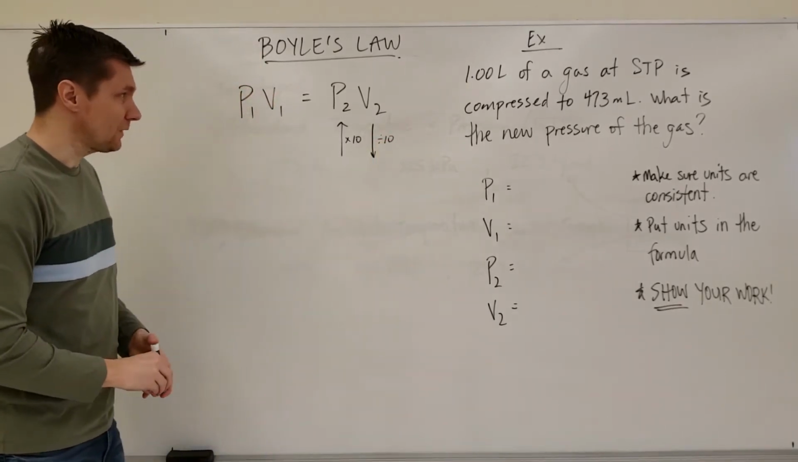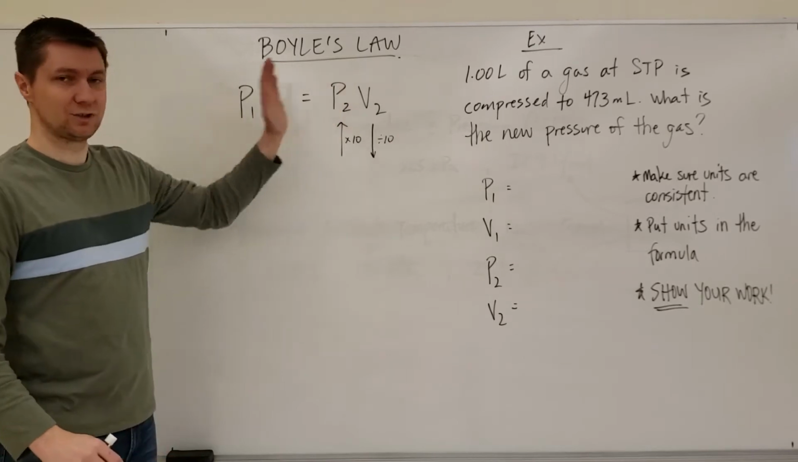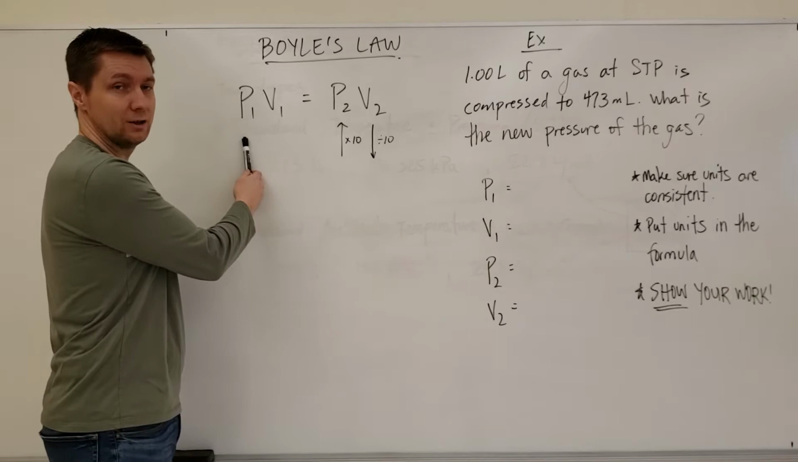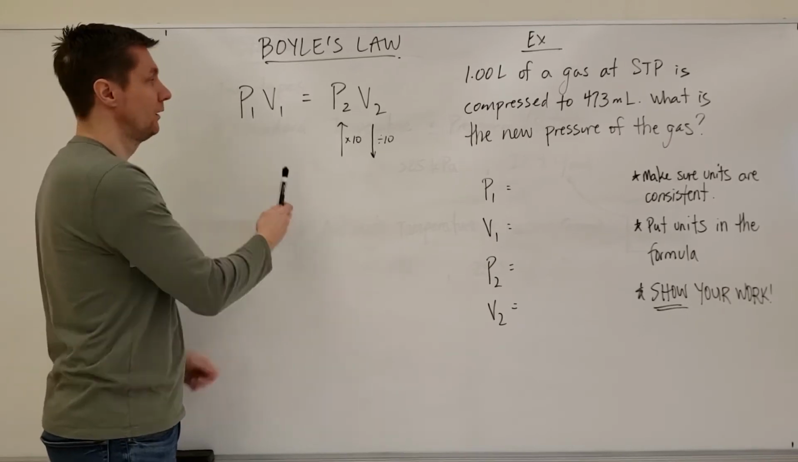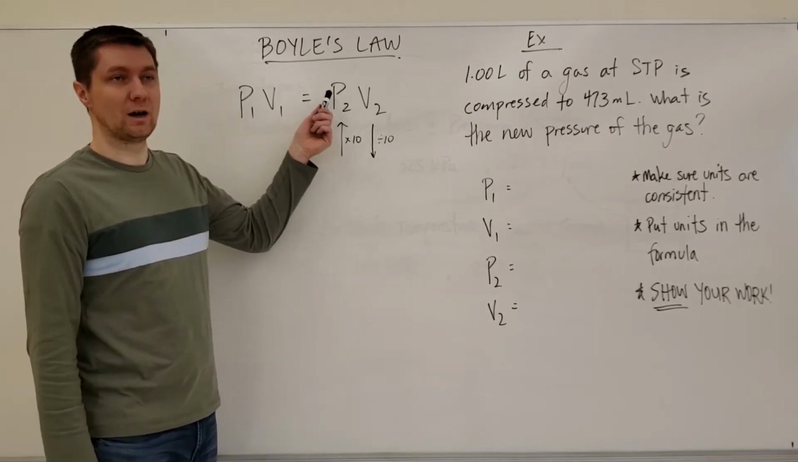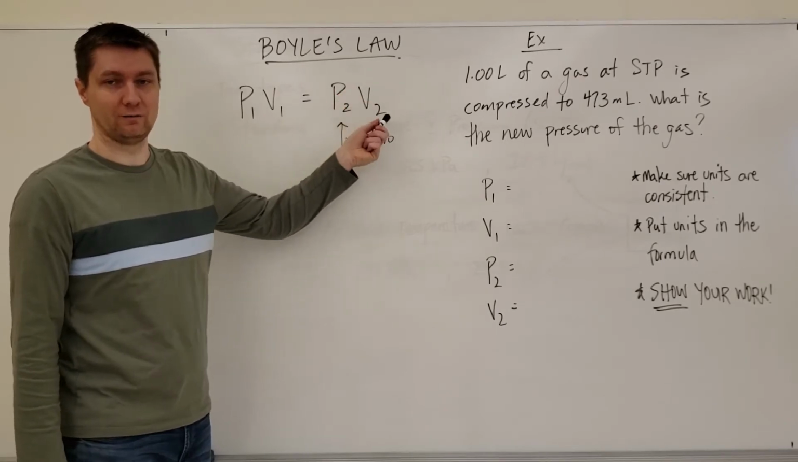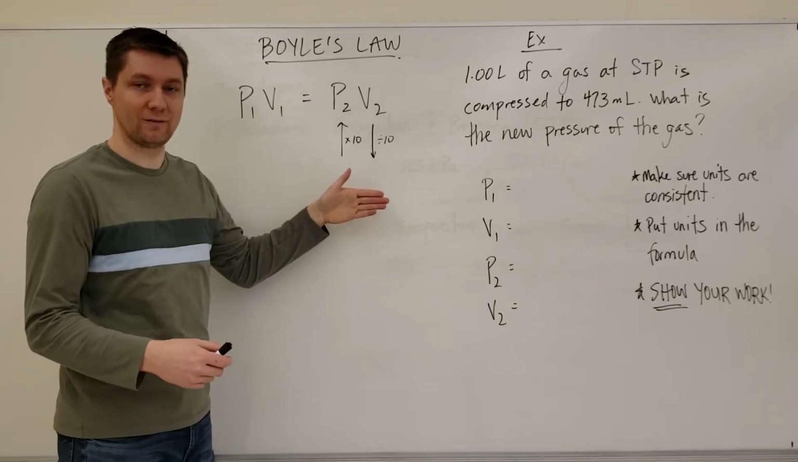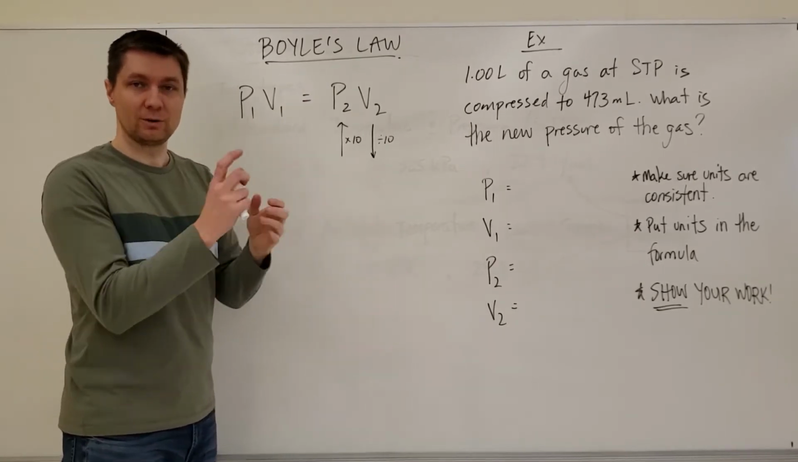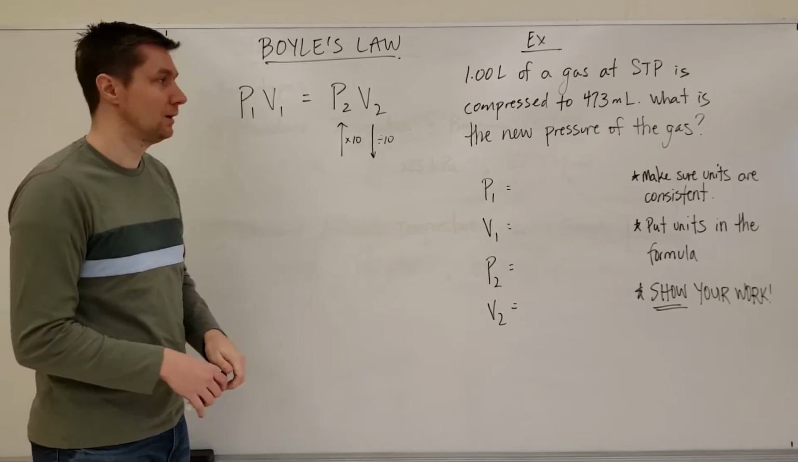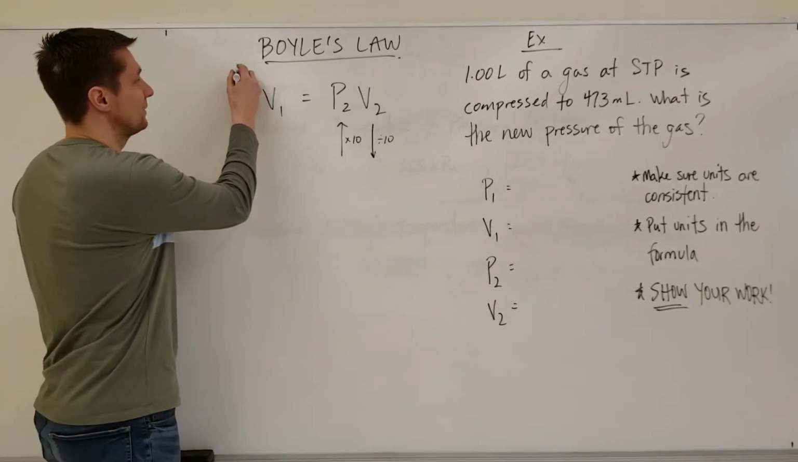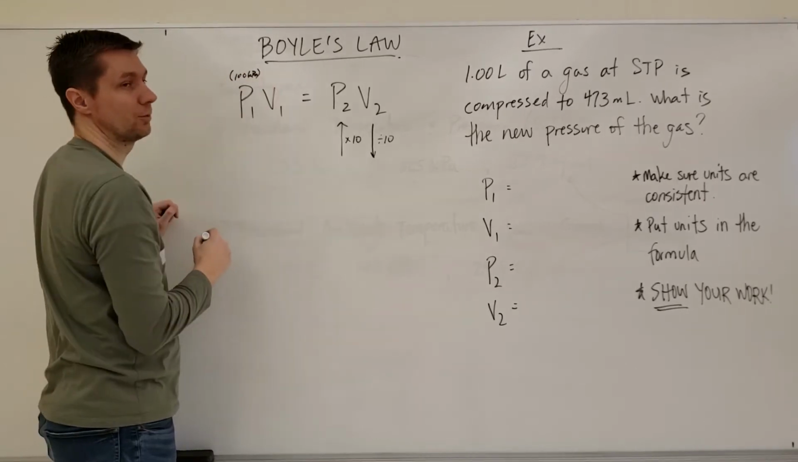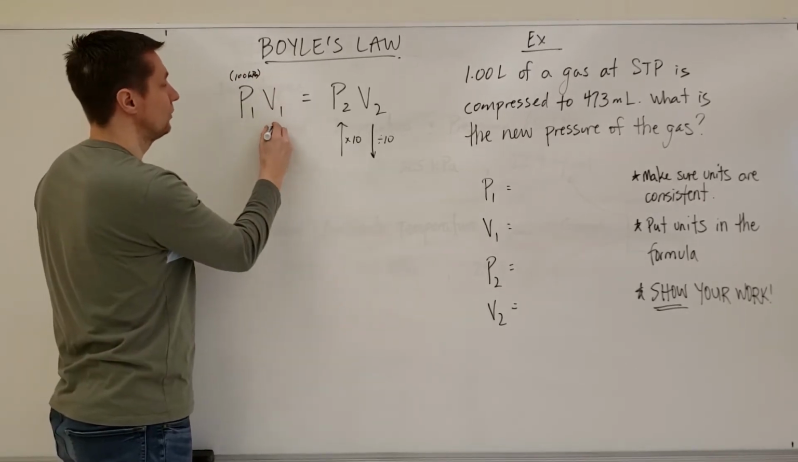And so this formula is set up such that it shows this relationship. If I multiply the initial pressure by the initial volume, I should get the same answer when I multiply the final pressure and the final volume together, because if this number goes up by a factor of 10 and this number goes down by a factor of 10, then the multiplication of those two numbers will still be the same.